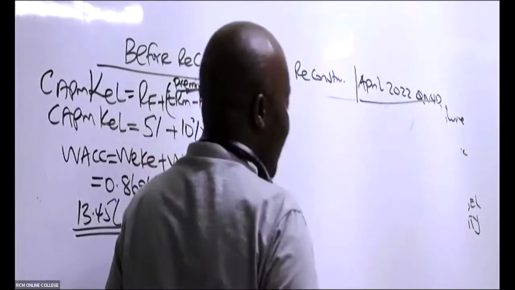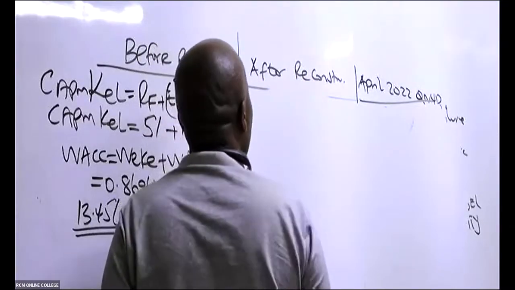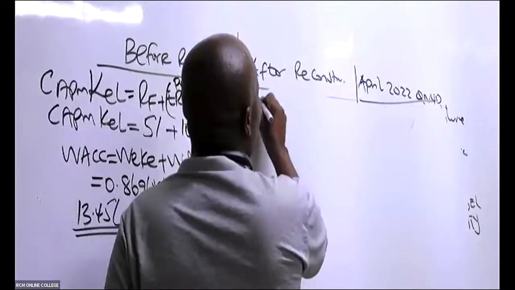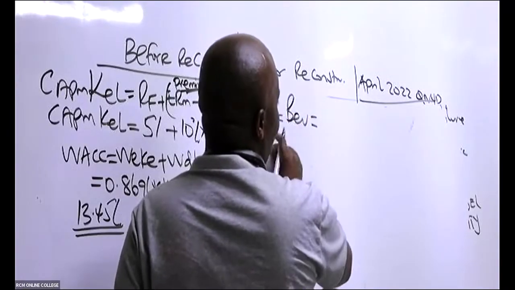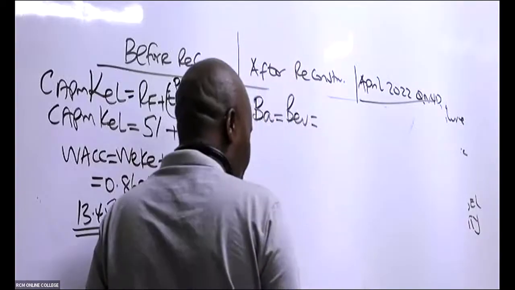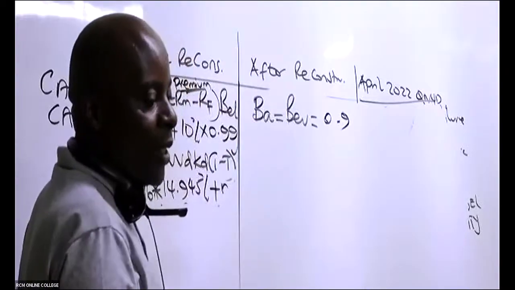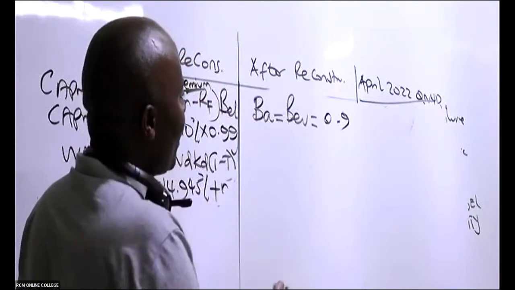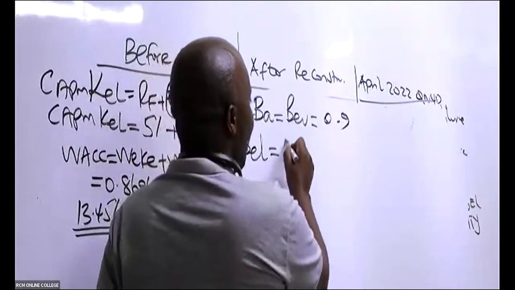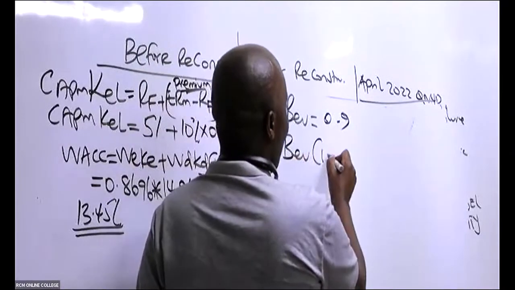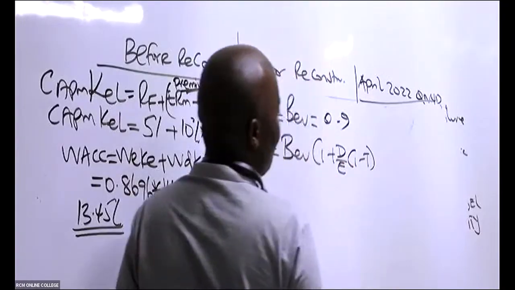So now we do, in this case here, the weighted average cost of capital after reconstruction. This is very easy. These guys have given us the BA, which is the same as BEU. Beta assets is the same as beta equity unlevered, which stands as 0.9. So once I see beta equity unlevered, I know I have to use Hamada's model to get BEL. How do we get BEL? It is BEU into 1 plus D over E into 1 minus T.